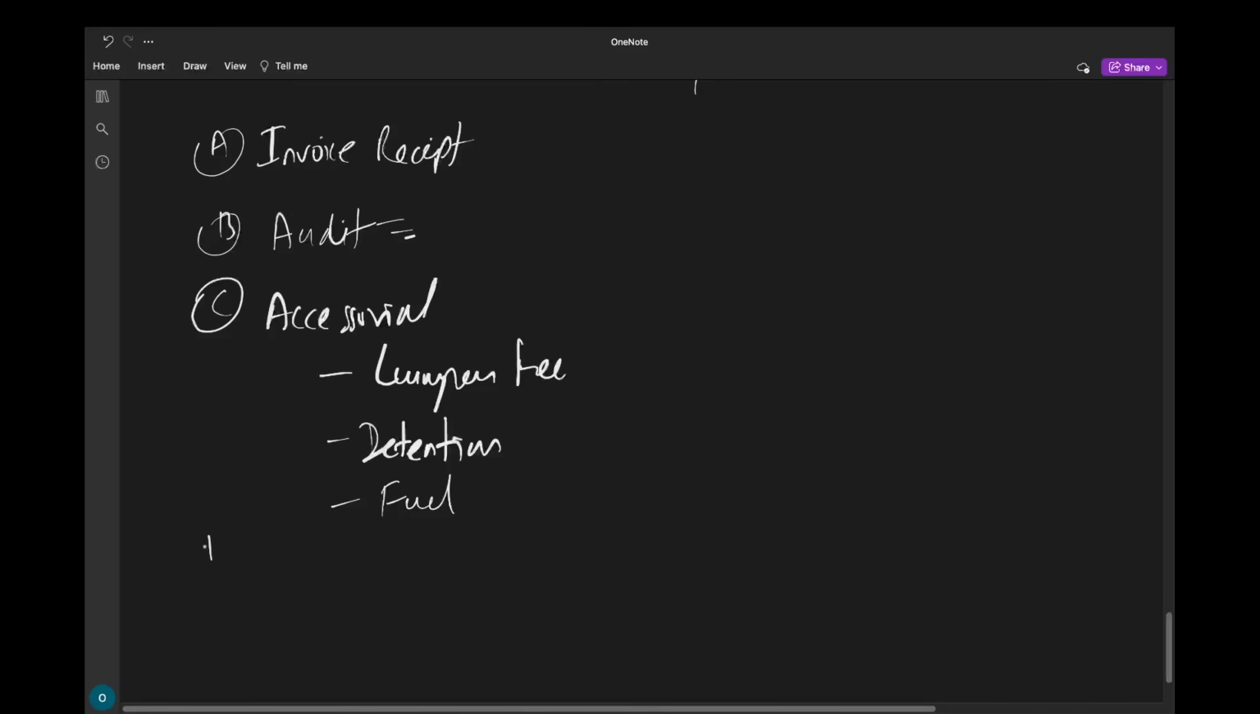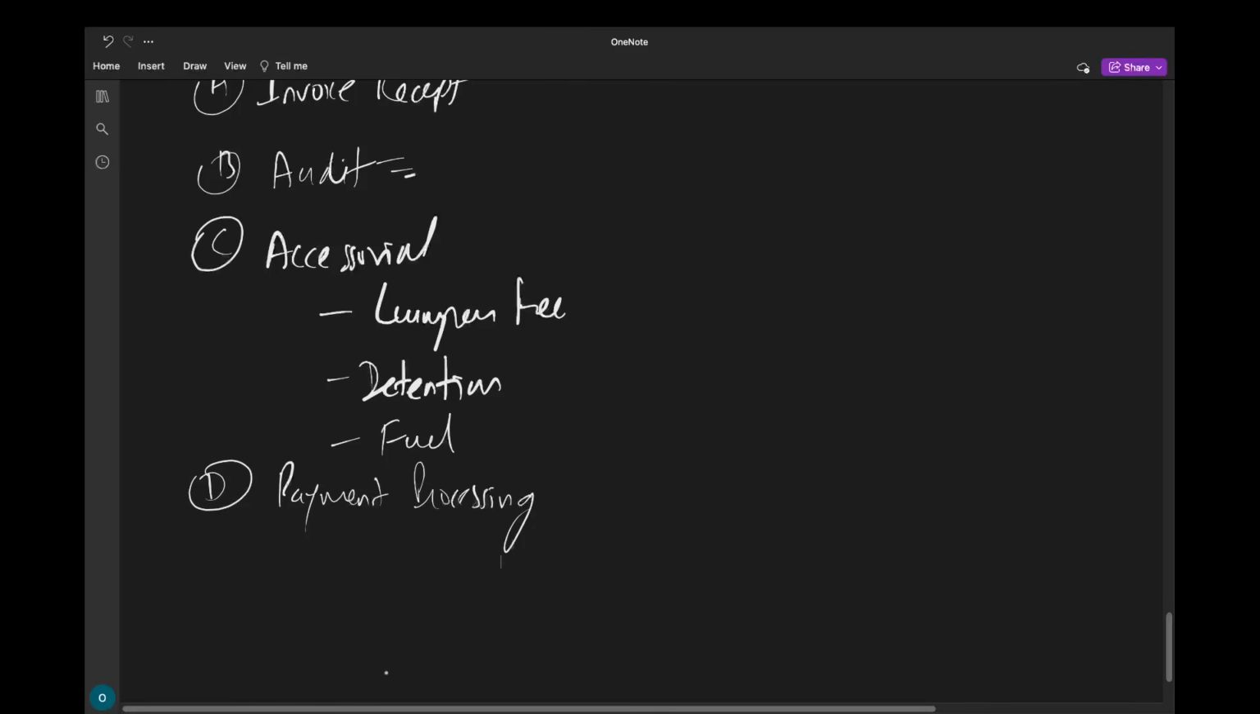Then payment processing. So approve the correct invoices, pay within terms and handle disputes on incorrect invoices. That comes under payment processing.